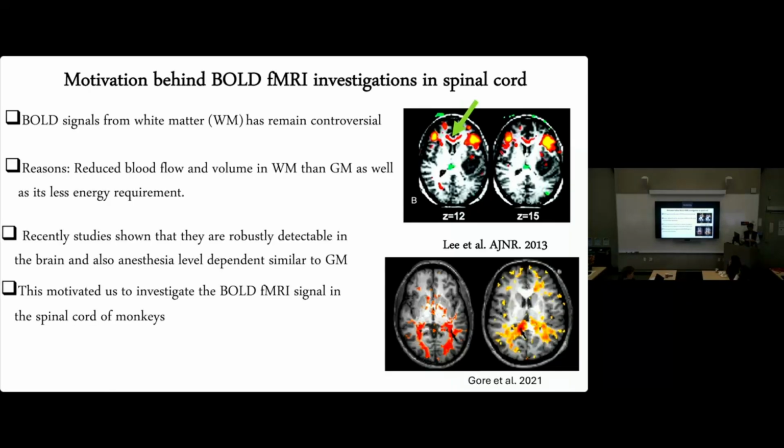In our later work, we also found that using appropriate techniques, we can detect white matter signals in the brains of humans, and that the white matter activity was anesthesia level dependent, similar to what we see in gray matter. All of these findings motivated us to investigate the BOLD fMRI signal in the spinal cord of monkeys.